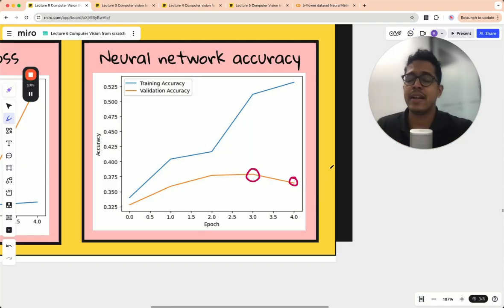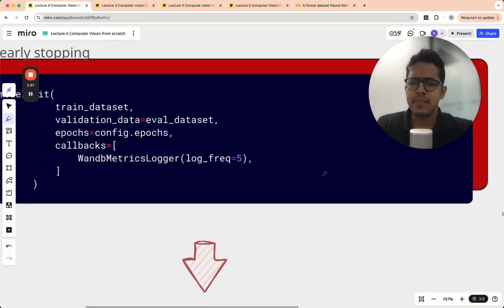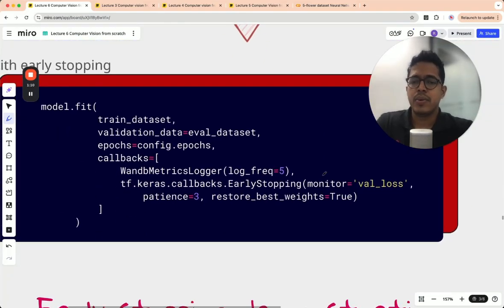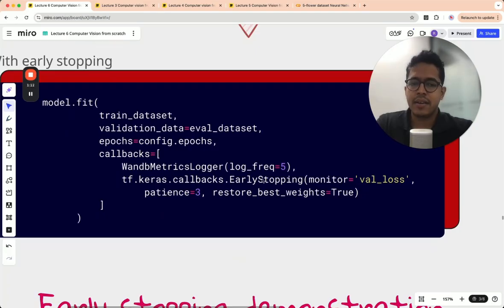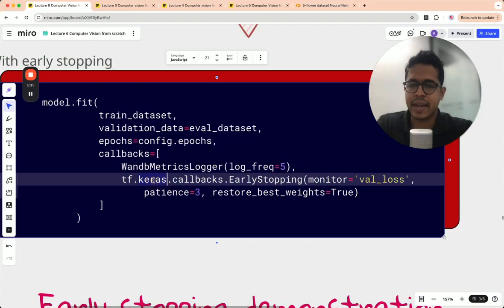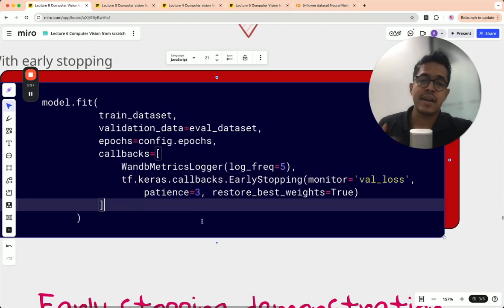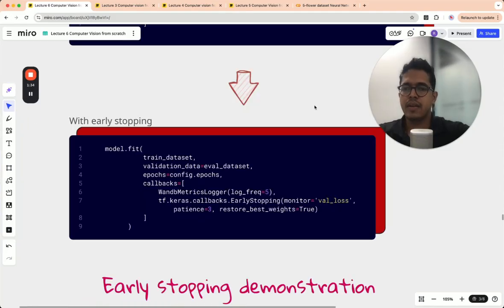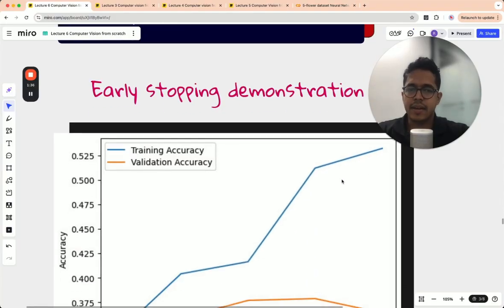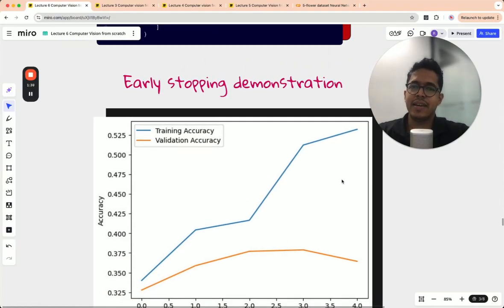So there is a parameter called patience. This is the code, right? From tensorflow.keras.callbacks you define the early stopping. You call the early stopping function where you monitor validation loss. And here you define patience equal to 3, meaning if for 3 continuous epochs the validation accuracy is decreasing, you stop training at that point. The graph that you see below is the perfect example of an early stopping demonstration.